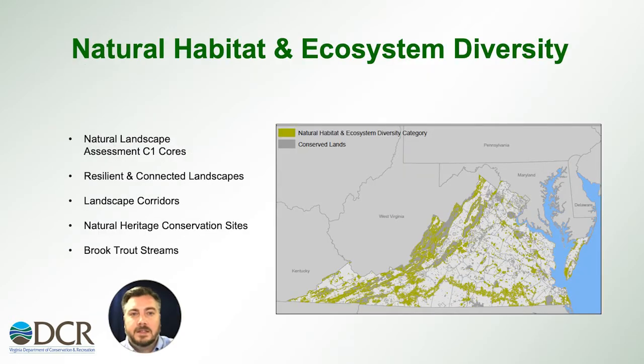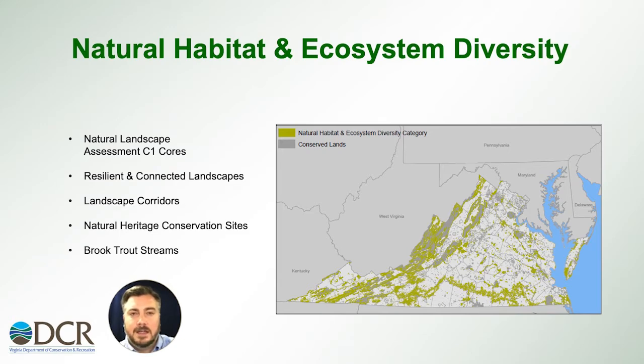The Natural Habitat and Ecosystem Diversity category consists of 5 inputs. The Virginia Natural Landscape Assessment identifies large patches of core forests, marshes, dunes, and beaches with at least 100 acres of interior natural habitat. The Outstanding category of C1 cores were used, which rank highest in environmental diversity, species diversity, and water quality benefits and habitats.